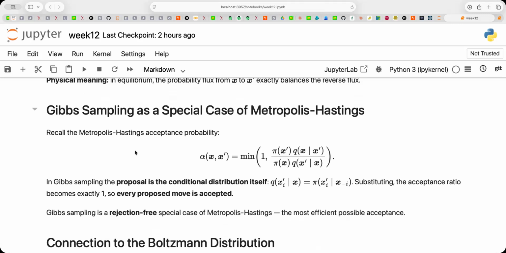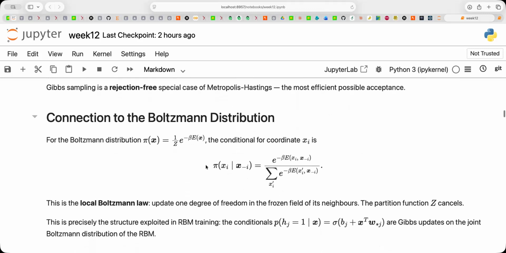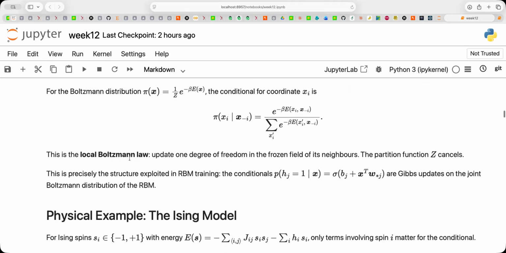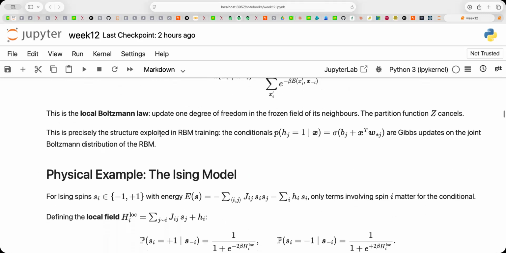But the thing which is interesting for us when we look at the connection to the Boltzmann distribution is simply that if you look at x_i given all the other ones, we just have to evaluate this quantity here, and then sum over the x_i's here. That's normally what's called the local Boltzmann law: update one degree of freedom in the frozen field of its neighbors. The partition function cancels because it enters here and enters there. That's typically the structure which is exploited in restricted Boltzmann machine training. You have the conditional probabilities, which we put up before the break, which is this one. And these are just Gibbs updates on the joint distribution.